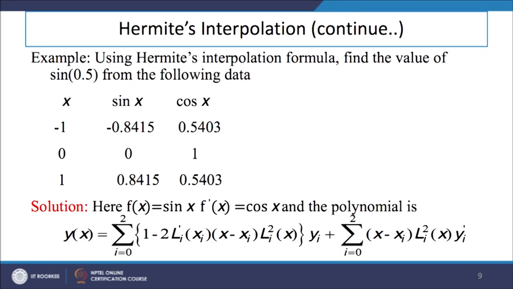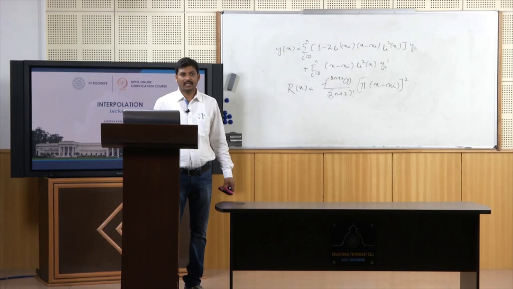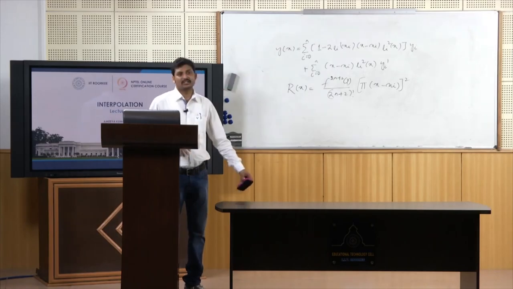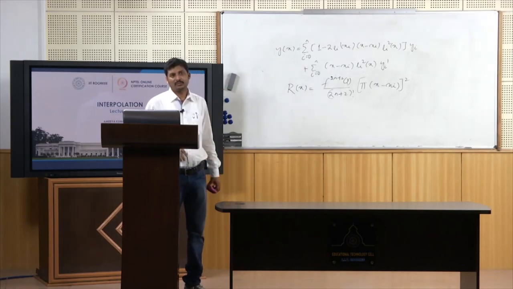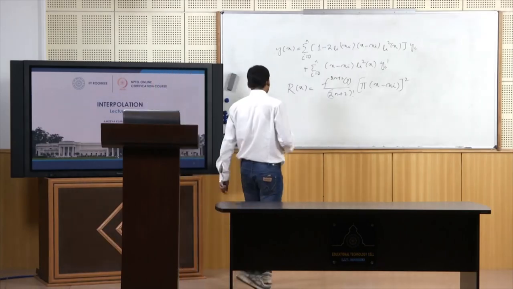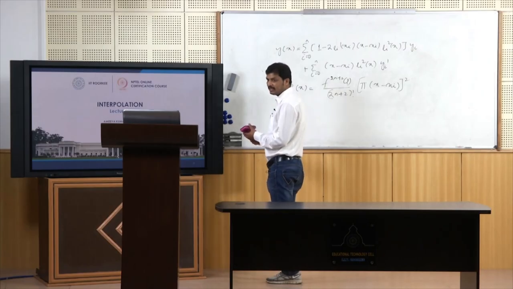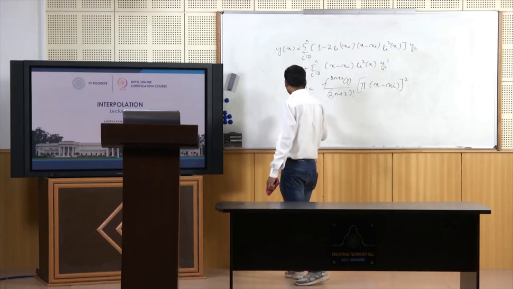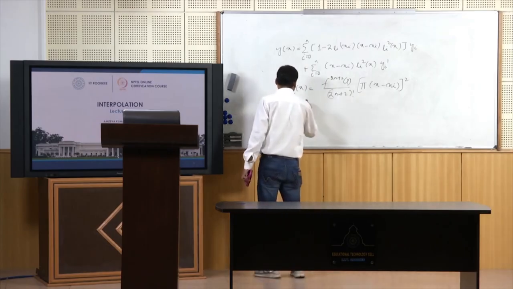So we can just write first L0 of x0, L1 of x1, L2 of x2. Then we can just find their derivatives, and you can just put in the formula, then you can just obtain this interpolation in that problem. So if this problem is given, like sin x data is just given, and it is asked to find sin of 0.5 here.